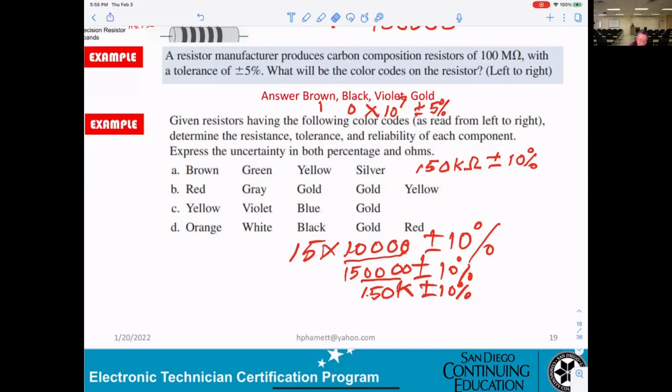Okay, that's what I want from you. If you're able to do that, as an assembler job, a technician, we don't need that. We're using the meter.